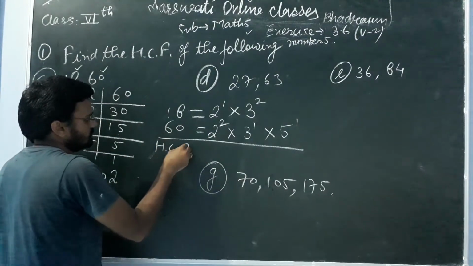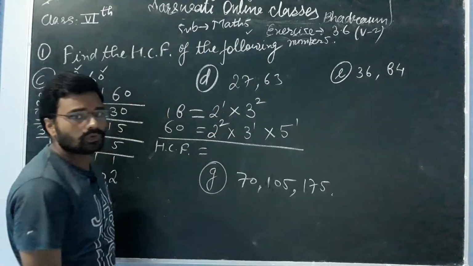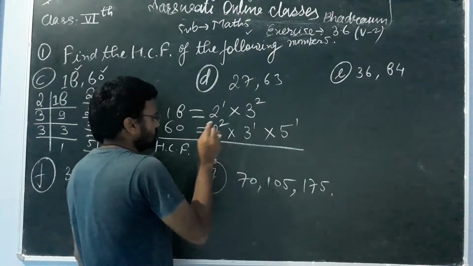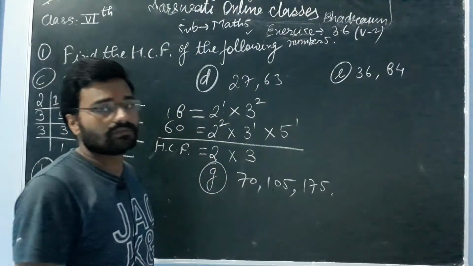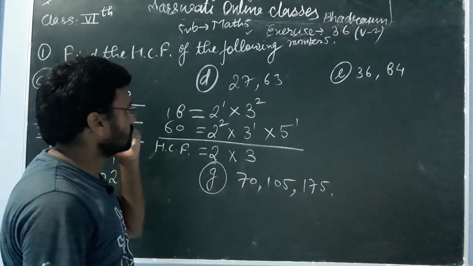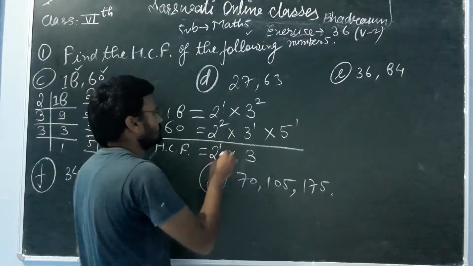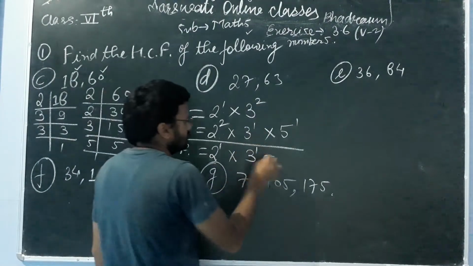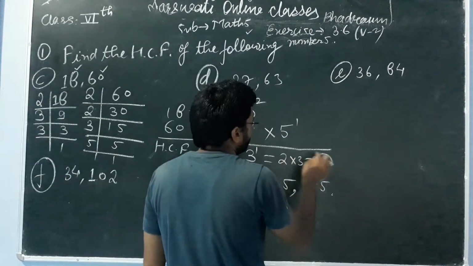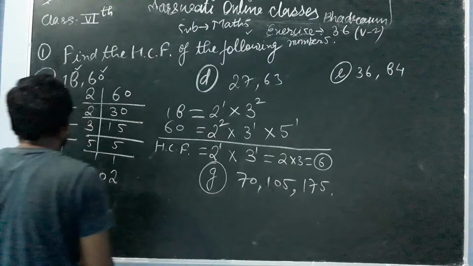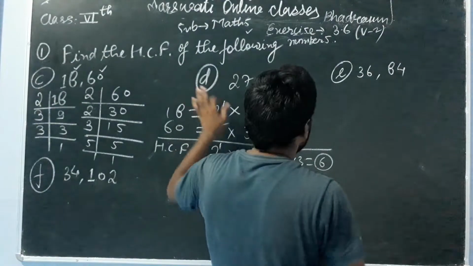Our HCF is equal to: 2 is common in both the numbers, so we will take 2, and 3 is also common, so we will take 3. Now we will take the smaller power. Here the power is 1, here the power is 2, the smaller one is 1, so we take 1 only. Here 2, here 1, the smaller one is 1 only. So this is 2 into 3 equals 6. So we get our HCF as 6.